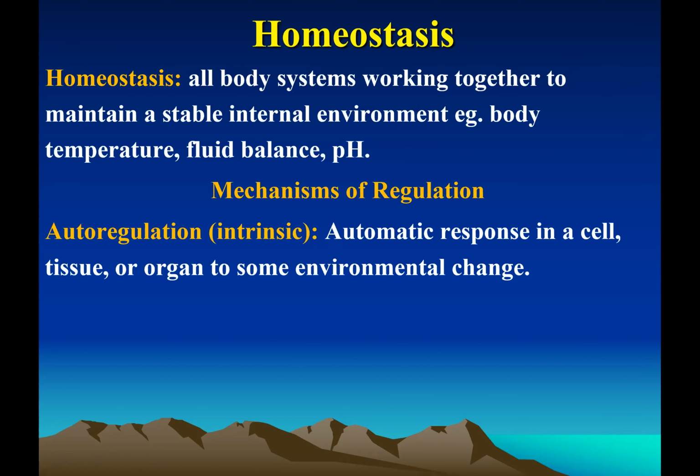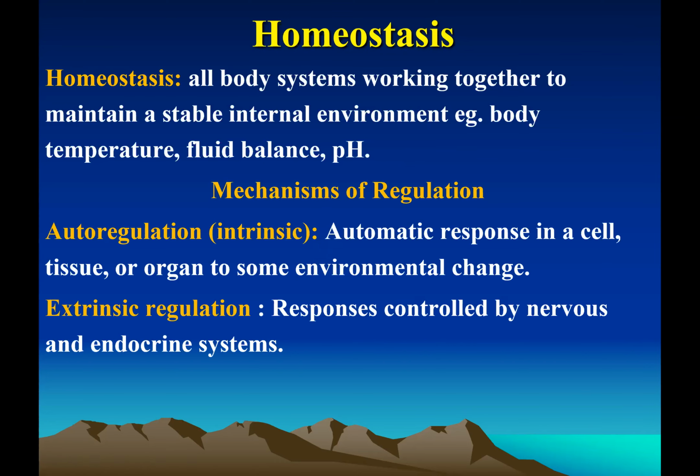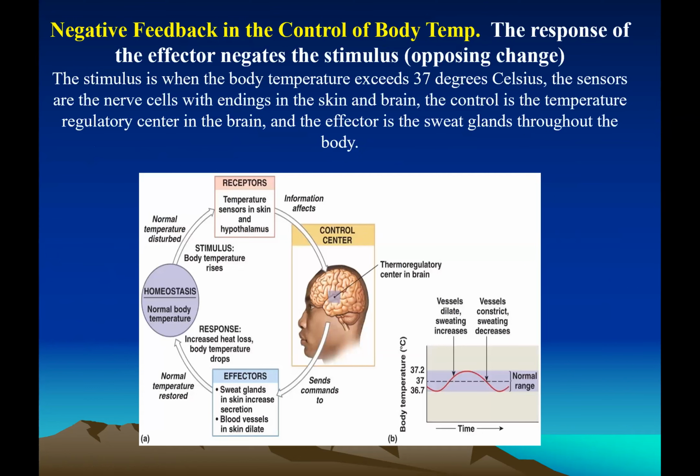Sometimes homeostasis is intrinsic. That means the organ or tissue or the cell itself will play a role in maintaining homeostasis. Sometimes it has to be controlled either by the nervous or the endocrine system, and then it will be called extrinsic. There are two main types of homeostatic regulation. One of them is positive feedback and the other is negative feedback.